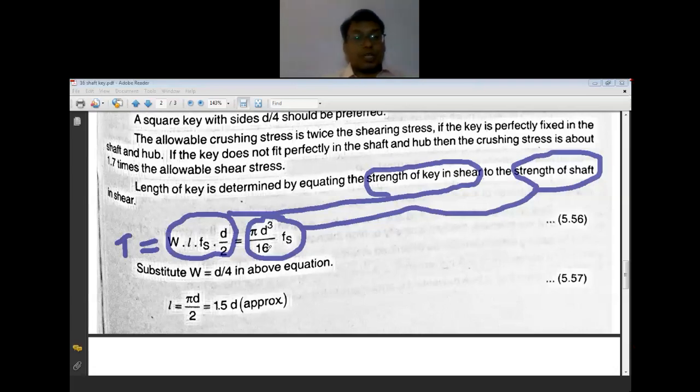Now substitute the value W equal to d by 4 in the above equations, simplify it, and you will get pi by 2. Pi by 2 is 3.14 divided by 2, which is approximately equal to 1.5. So the length should be equal to 1.5 times the shaft diameter.